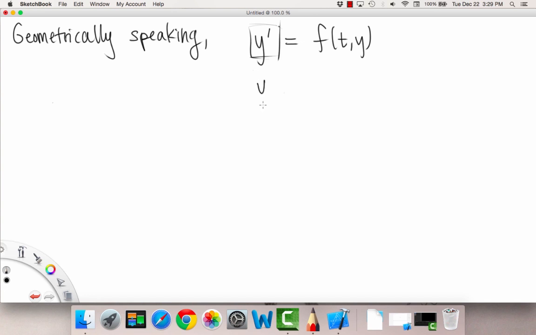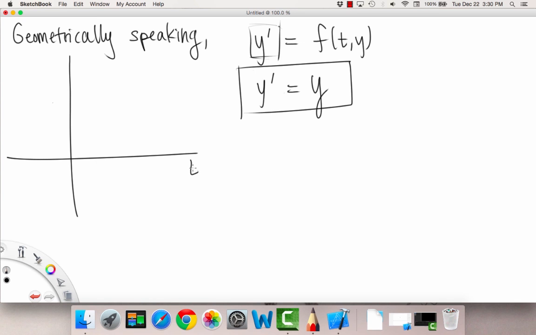So let's say we have something pretty simple. This is y prime is equal to y. This is just an example of an ODE. So we're going to study this. Okay, so what does this look like graphically? So let's graph this. We have y versus t. Both of these are functions of t. So y prime of t is equal to y of t.